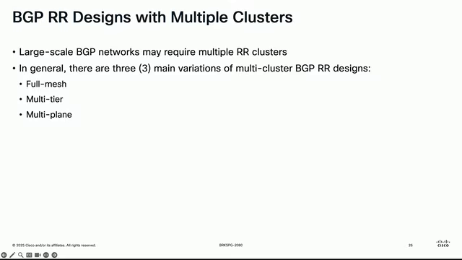All right. So large-scale BGP networks may require multiple BGP route reflector clusters to scale the control plane, provide fault tolerance, such as geo-redundancy, or to optimize BGP routing, okay? And so in general, there are 3 different design options for a multi-cluster route reflector architecture. Those include full mesh, multi-tier, and multi-plane. Okay? They each have their pros and cons, and in the next few slides, we'll walk through those.